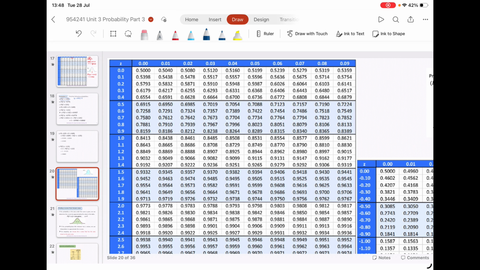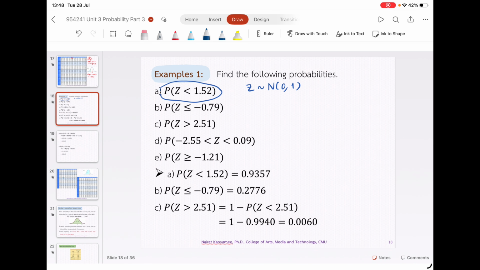Where is it? 1.52 is here, right? So 1.5 and 2. Okay, so the probability is 0.9357. Here, 9357.